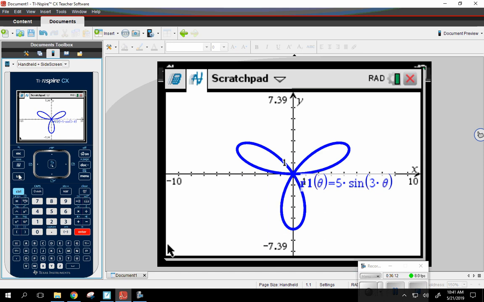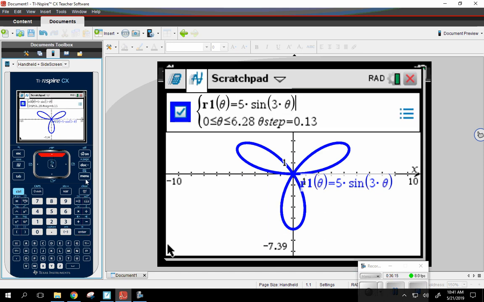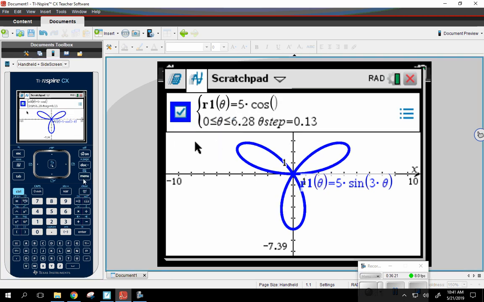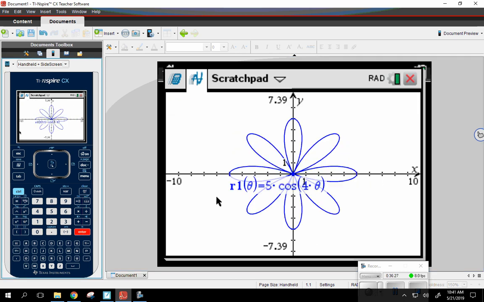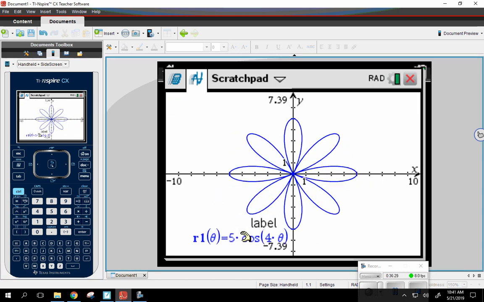Okay. Let me show you the other one. Tab. Go back up. We wanted 5 cosine this time. It was a 4 theta. So there you go. There are the 8 petals. And you'll notice, think about the symmetry. 5 sine of 3 theta had symmetry with pi over 2 because it was sine. This one actually has symmetry with both. Okay. And it actually doesn't have rotational symmetry. Jack is absolutely right. This one is symmetric about the pole as well.